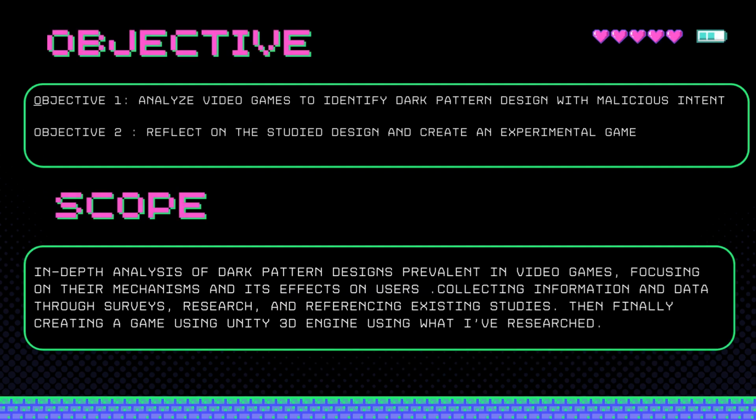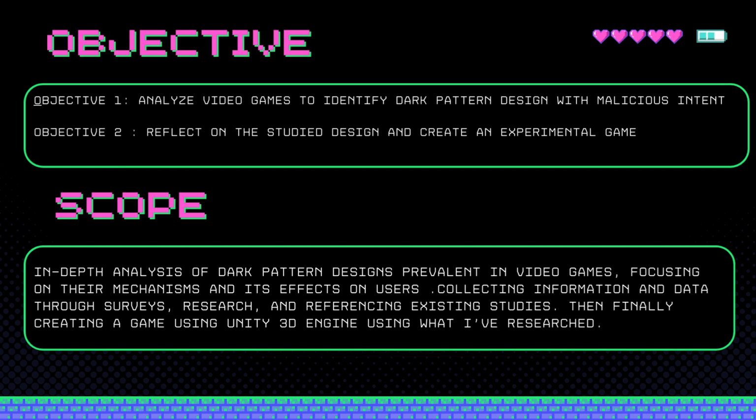So the first objective is to analyze video games to identify dark pattern design with malicious intent. I'm going to highlight the malicious intent here because a lot of games have very different mechanisms of progression and how they make money, and some games even have a genre based on RNG systems. So the main objective is to identify which games have malicious intent, that is, to exploit the users for in-game currency or extreme monetization practices. And then the second objective is to reflect on the study design and create an experimental game.